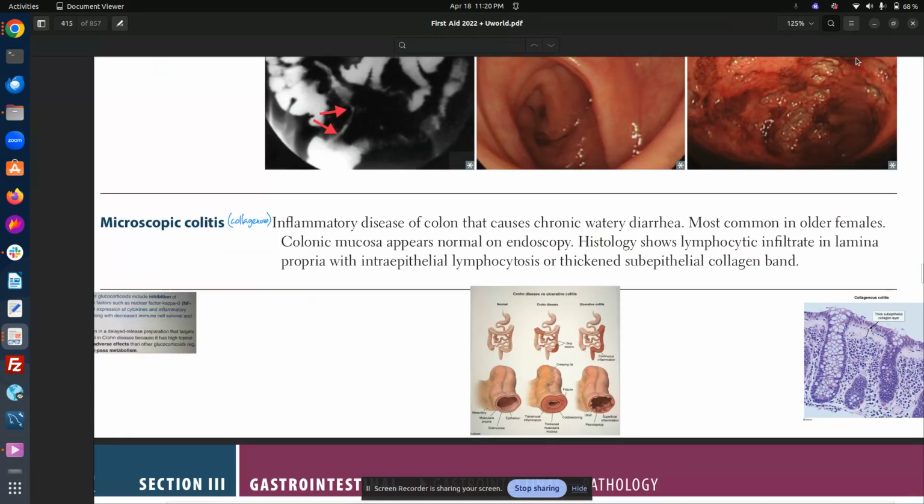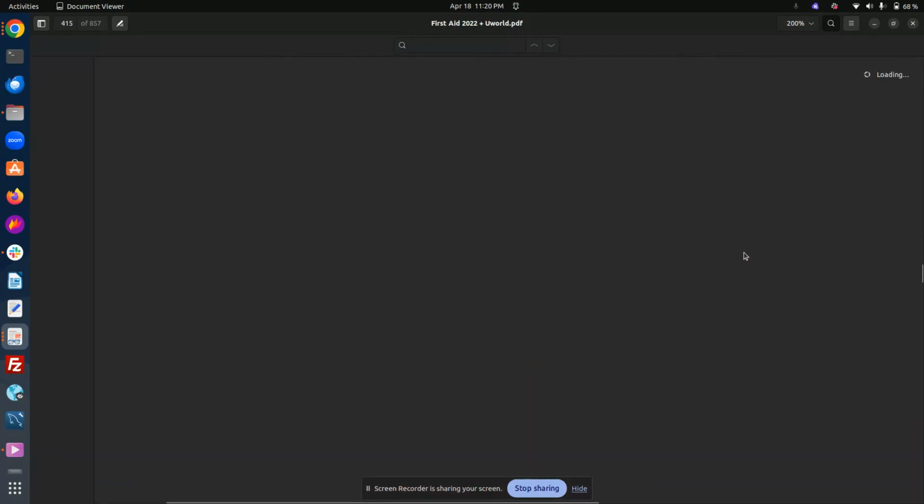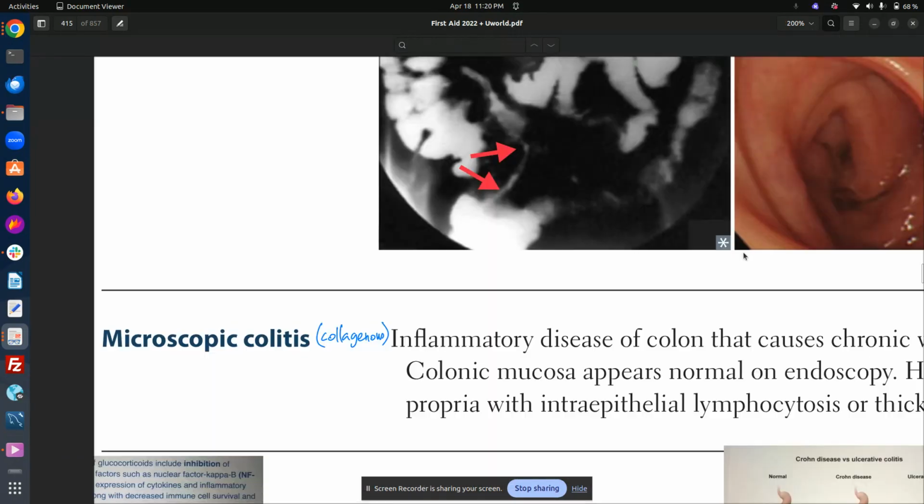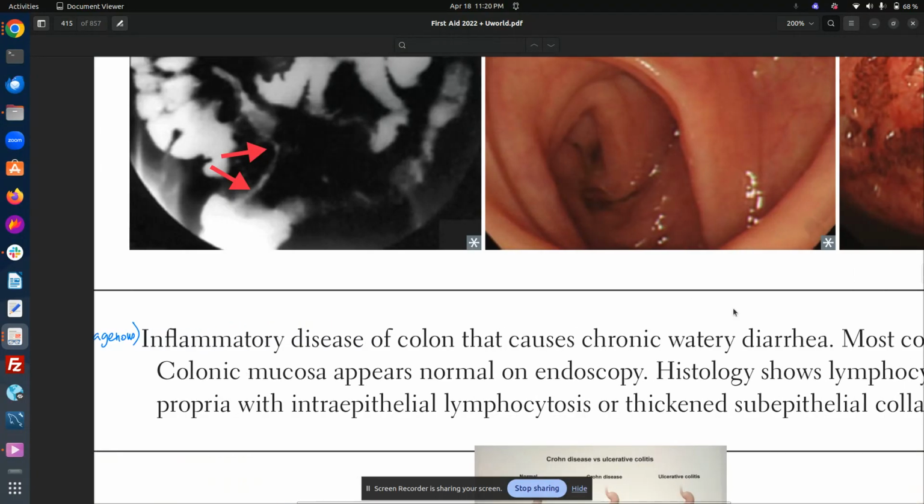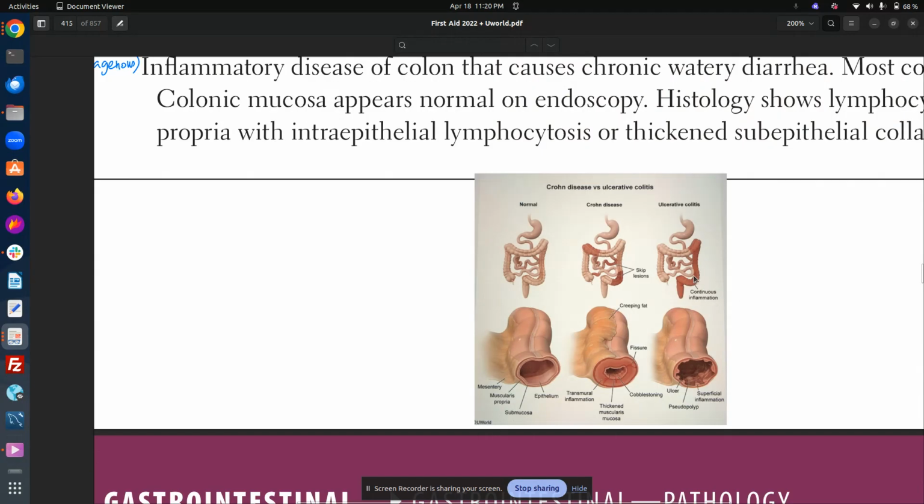Now this image is very important. I really wanted to share this one. Okay. Look at this diagram. It will make things a lot easier. Look at the normal bowel. Okay, no inflammation. Normal epithelium, muscularis propria, submucosa, and mesentery. Everything is normal. Look at the Crohn.